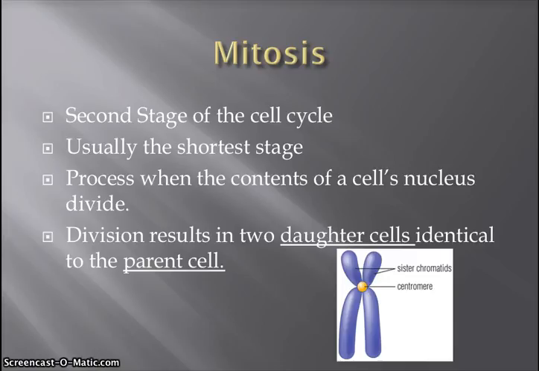Once interphase is completed, the cell cycle will then enter its second stage called mitosis. Mitosis is usually the shortest stage of the cell cycle, and the process of mitosis is for the contents of the cell's nucleus to divide. When that divides, what happens is you get 2 cells from the original. Those 2 cells are called daughter cells, and they are identical in every way to the parent cell, which is the one that you started with.